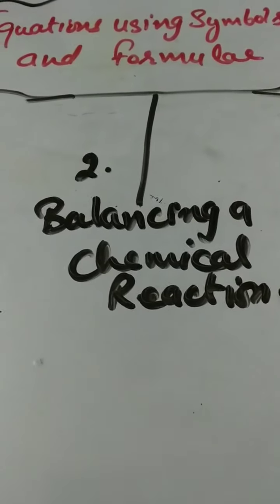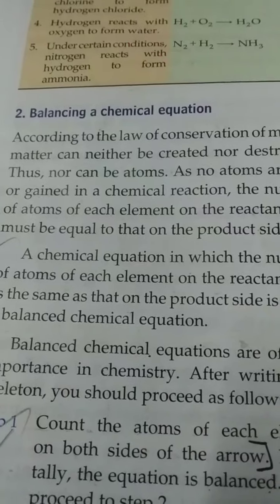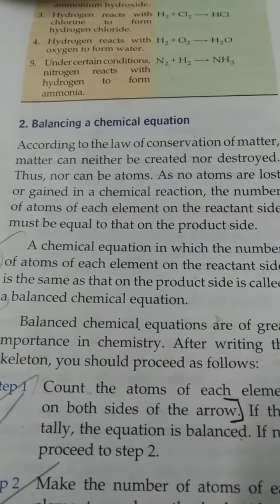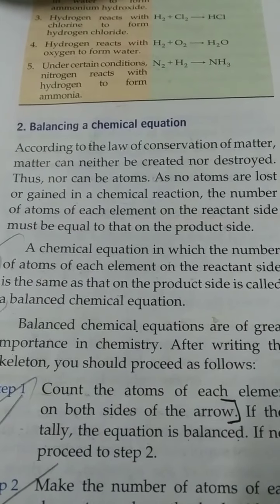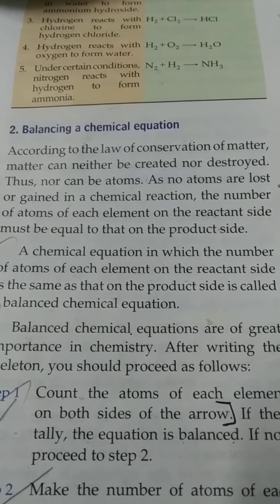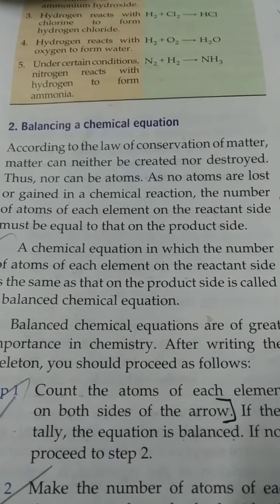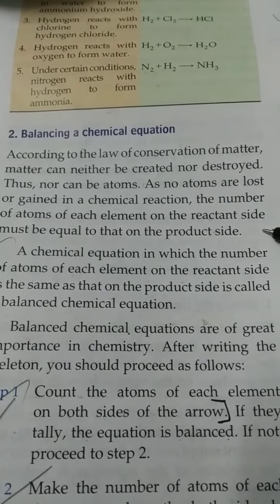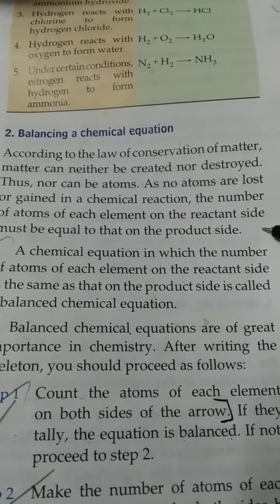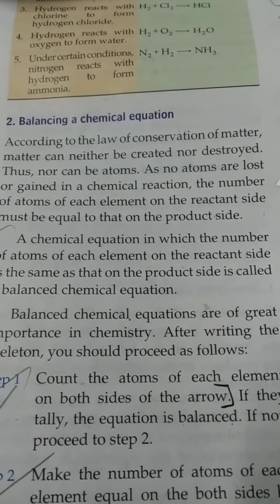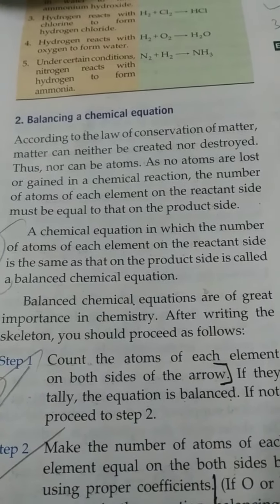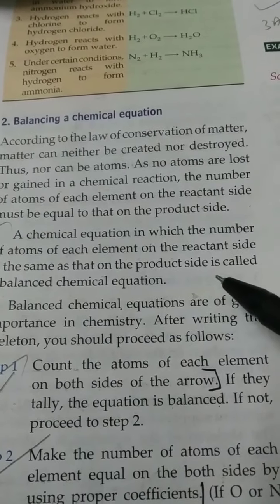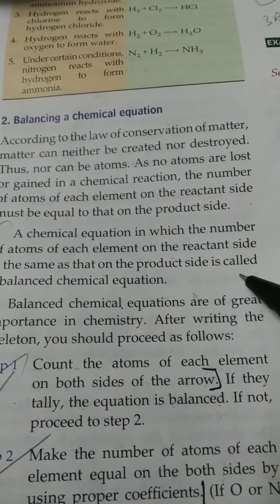Second point, balancing a chemical equation. We know the law of conservation of matter, that matter can neither be created nor destroyed. Thus nor can atoms be, as no atoms are lost or gained in a chemical reaction. The number of atoms of each element on the reactant side must be equal to that on the product side. So a chemical equation in which the number of atoms of each element on the reactant side is the same as on the product side is called a balanced equation.